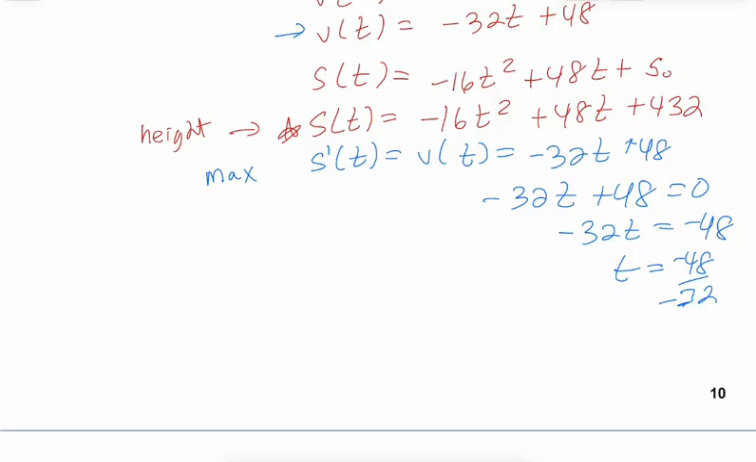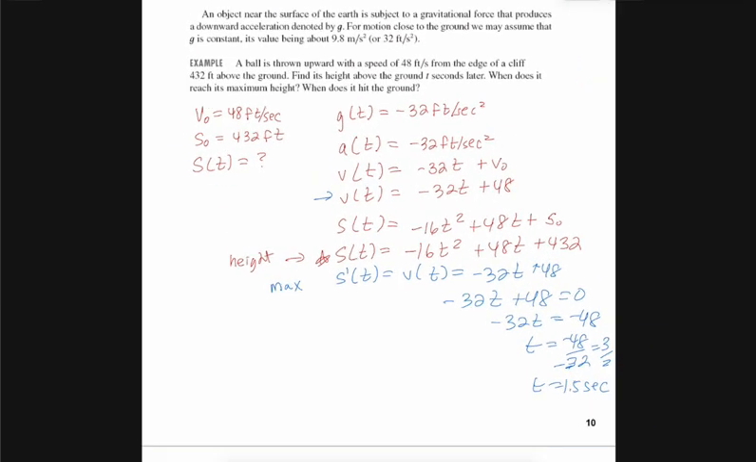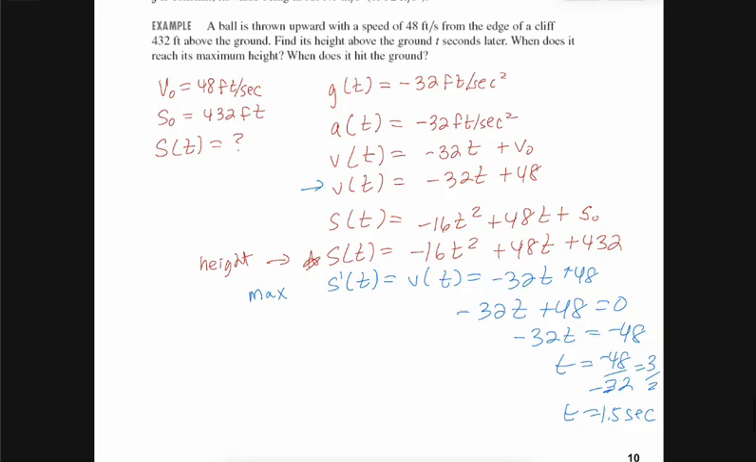Reduce that fraction. That's at 3/2, or at 1.5 seconds. So at 1.5 seconds, we are hitting the maximum. Now, the question was, when does it hit its maximum? Be careful if it says, what is the maximum? You're going to have to put that into your height function. You would put 1.5 into the S of t function. That would be what the maximum height is.